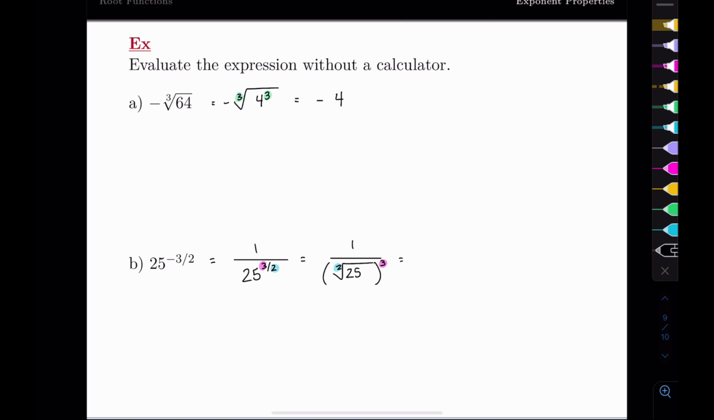So it's always easier to take the square root first because that's really just 5 on the inside to the 3rd power. And then 5 cubed is 5 times 5 times 5, which ends up giving us 125. So this becomes the fraction 1 over 125.